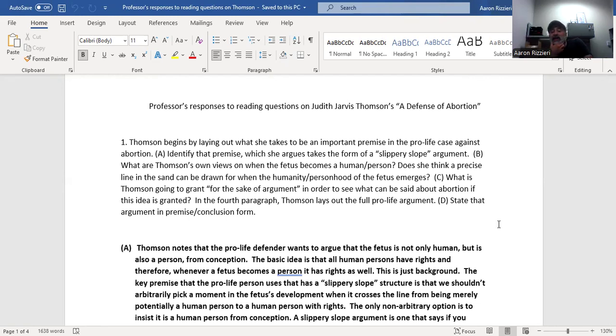So Thompson begins by laying out what she takes to be an important premise in the pro-life case against abortion. Identify that premise, which she argues takes the form of a slippery slope argument. Slightly better phrasing would be to say identify the premise and the slippery slope argument that she thinks pro-life people give in defense of the premise.